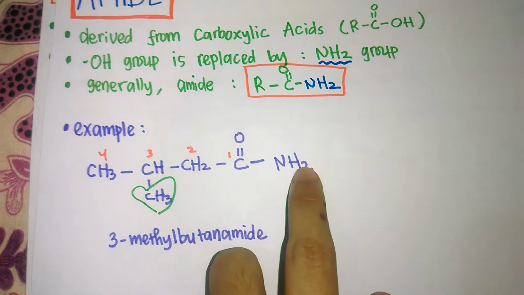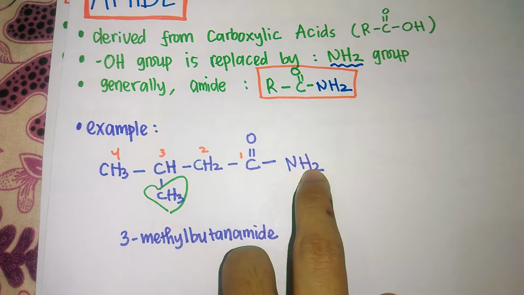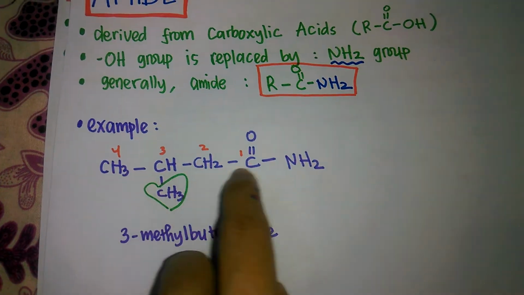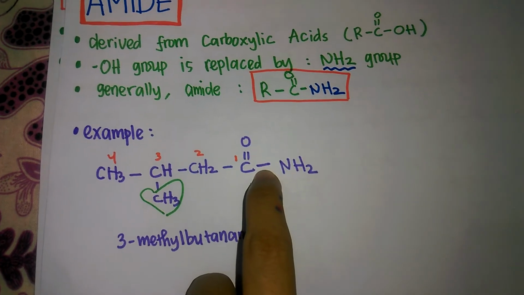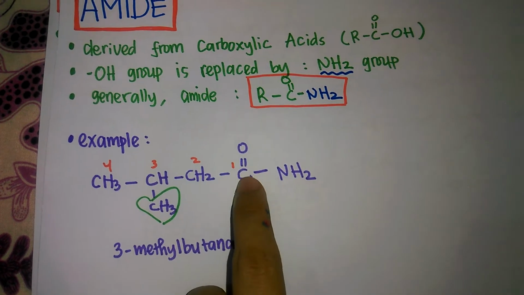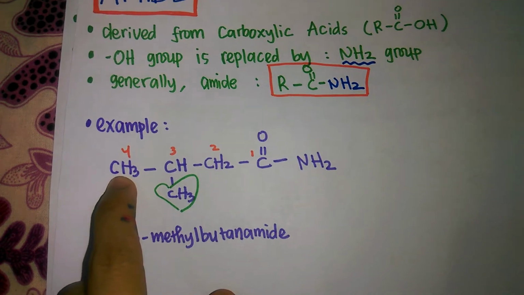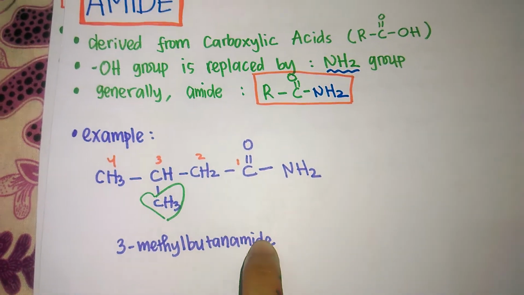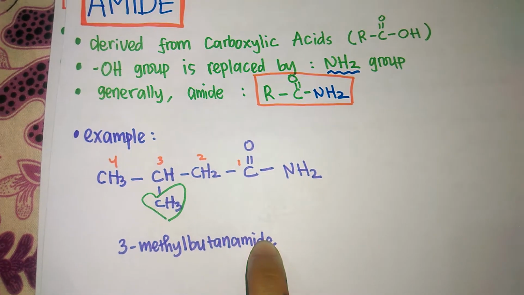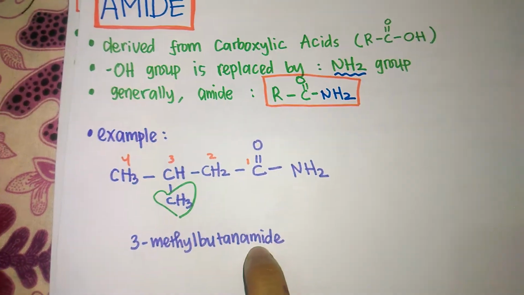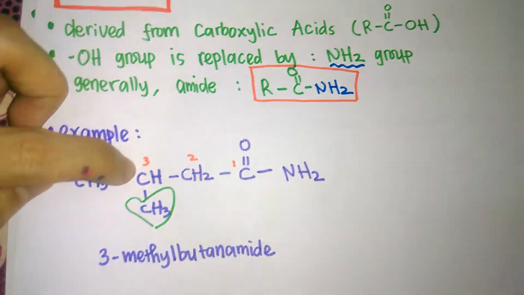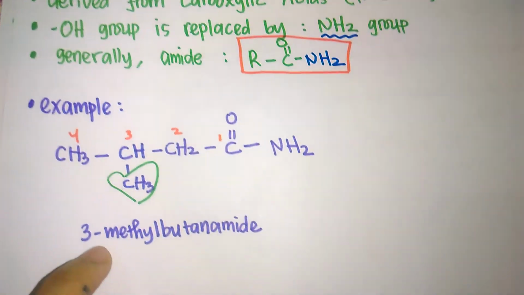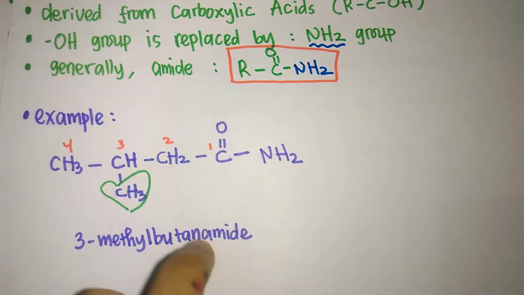Then we need to find out the longest carbon chain, but remember it must be attached to this functional group. You cannot separate it. So we can say that the longest carbon chain starts from here: 1, 2, 3, 4. There are 4. So the name is butane amide. Well, because there is a methyl on carbon number 3, we name it 3-methyl butane amide.